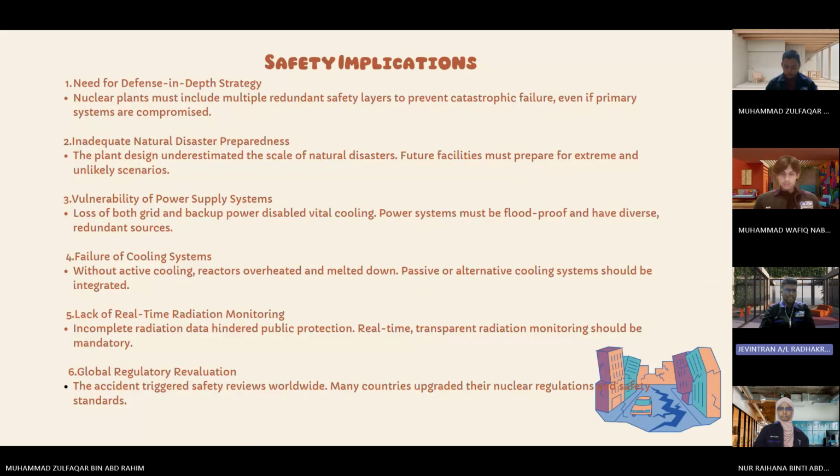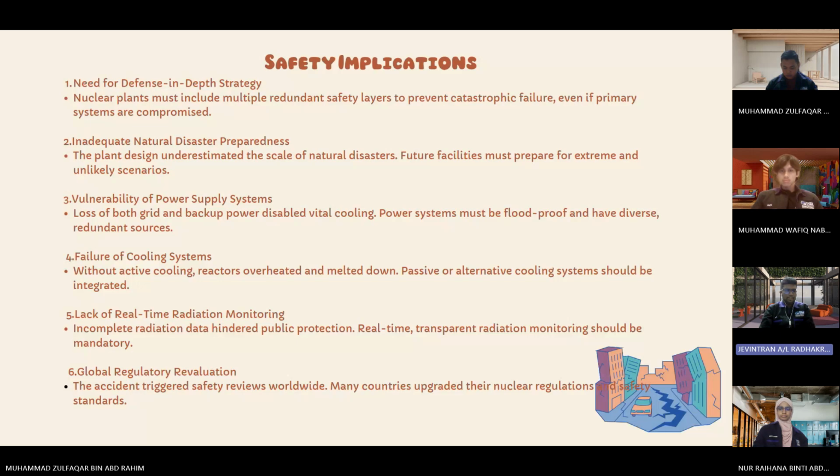The second point is inadequate natural disaster preparedness. The plant design underestimated the scale of natural disaster. Future facilities must prepare for extreme and unlikely scenarios.